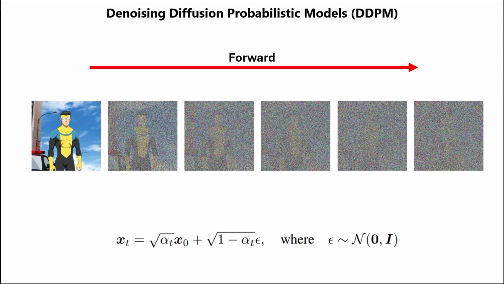Believe it or not, this is the only formula that you need to know from the forward diffusion: how we can achieve any x_t, which is some noisy image in the middle, given the clean image x0.